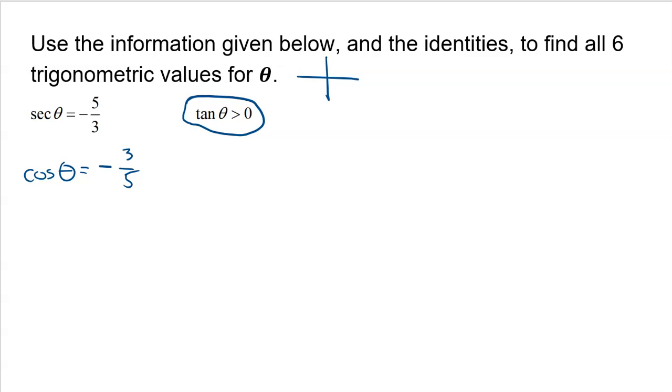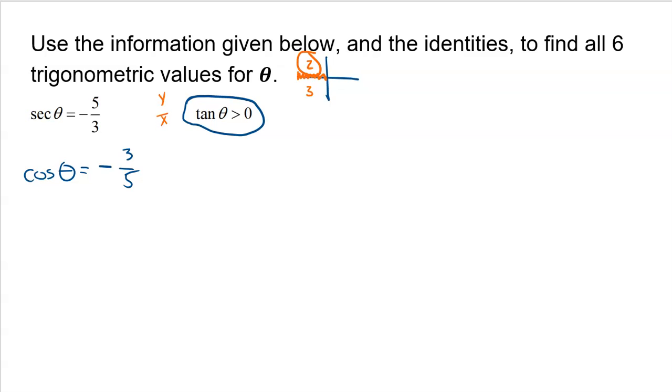So x is negative. Now, where is x negative? X is negative over here in quadrant 2 or quadrant 3. But I'm also told that tangent is greater than 0, and tangent is y divided by x. Therefore, I have to be in quadrant 2, because in quadrant 3, both x's and y's are negative. And if you divide two negatives, you get a positive.